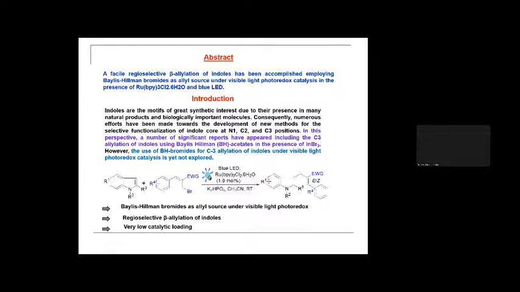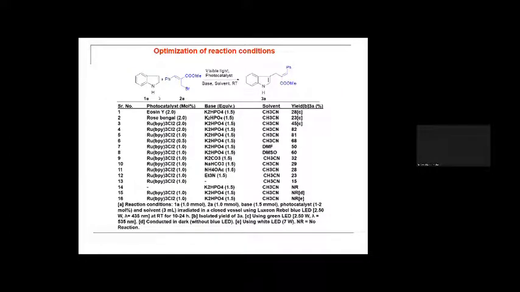In the present work, we have taken indoles and Baylis-Hillman bromide with ruthenium bipyridyl complex and potassium hydrogen phosphate as a base, stirred at room temperature to give C3 allylated indoles. In this reaction, Baylis-Hillman bromide has been used as allyl source under visible light photoredox catalysis. Regioselective beta-allylation of indoles has been accomplished, and it requires very low catalytic loading. The reaction was optimized under various reaction conditions.